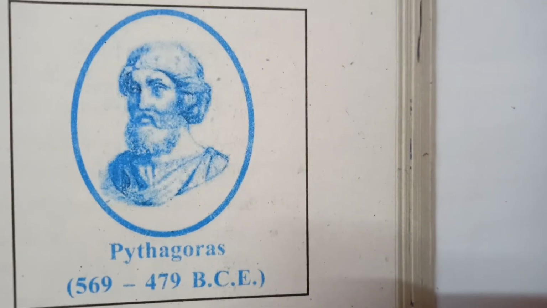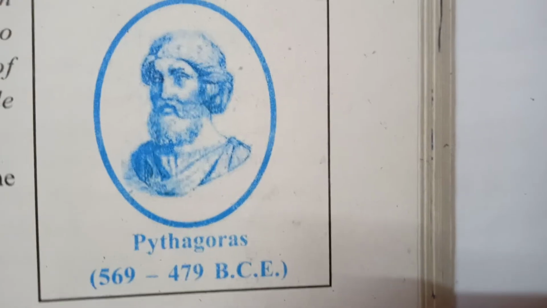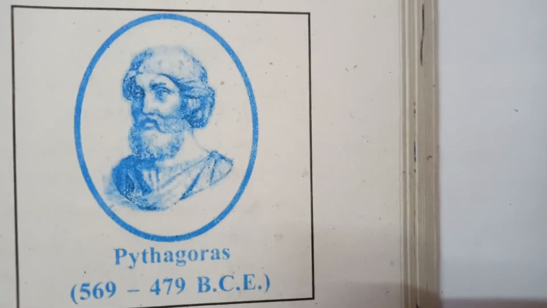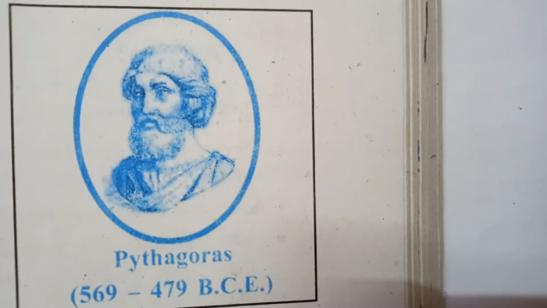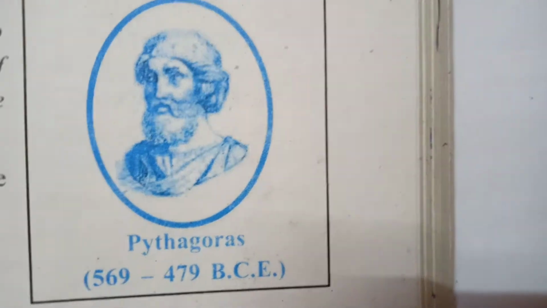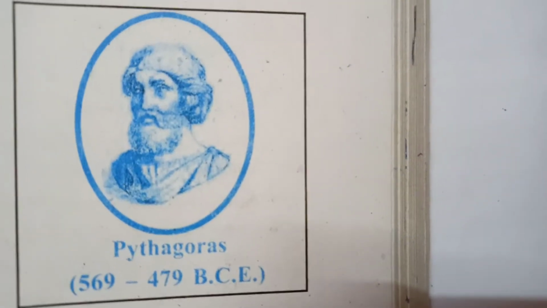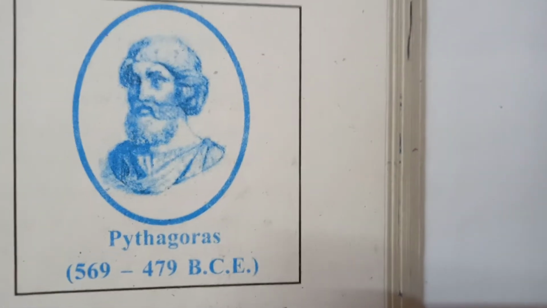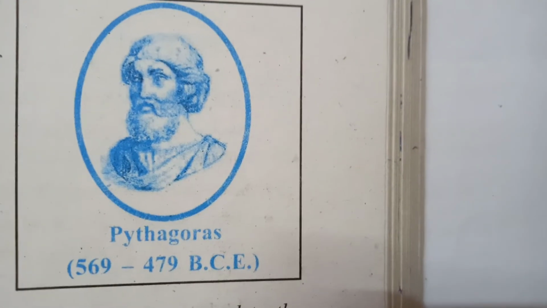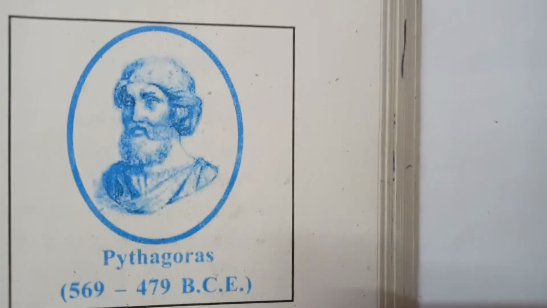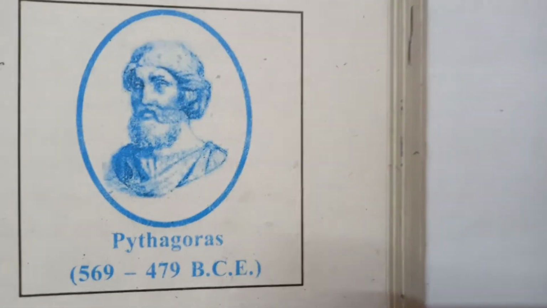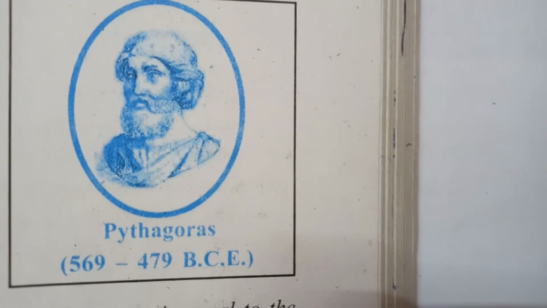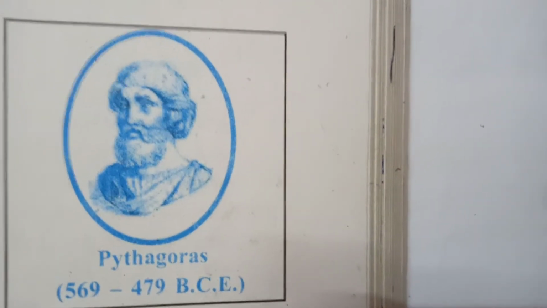Now we are going to discuss Pythagoras theorem. Pythagoras was a mathematician around 569 to 479 BCE, before the Christ era. So here, theorem number 6.8 is Pythagoras theorem. Pythagoras property, we even learned in class 7th: the square of the hypotenuse is equal to the sum of the squares of the other two sides.